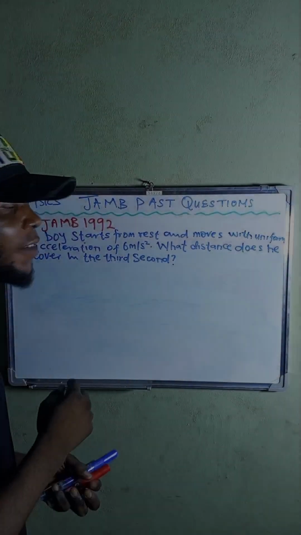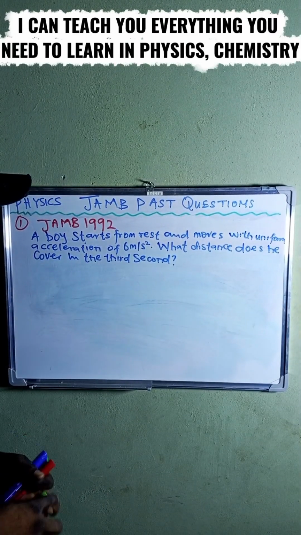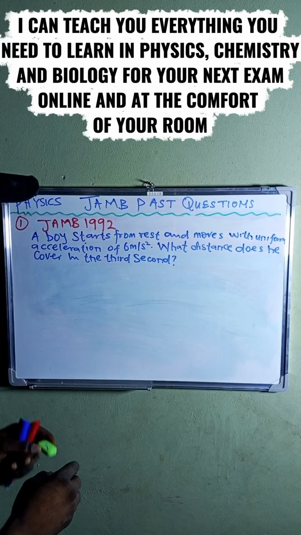So this is a very, very sensitive kind of question under motion, which some students are very likely to miss. Now it says a boy starts from rest and moves with uniform acceleration of 6 meters per second squared. What distance does he cover in the third second?